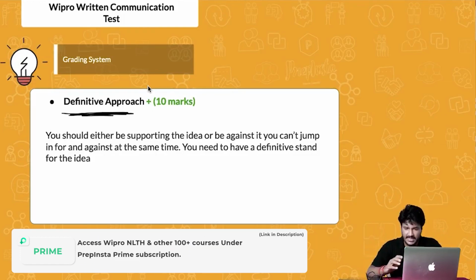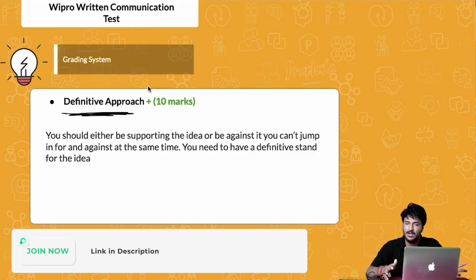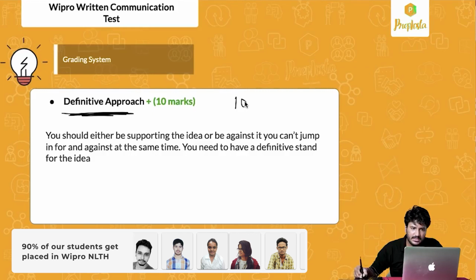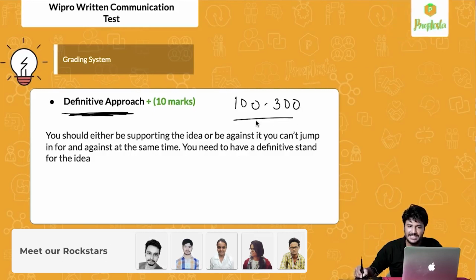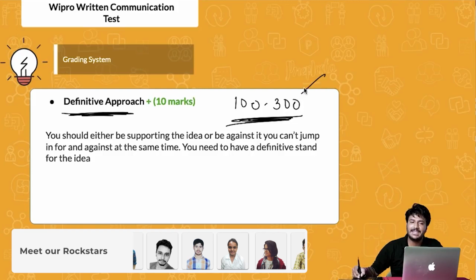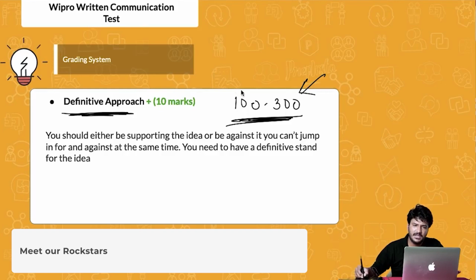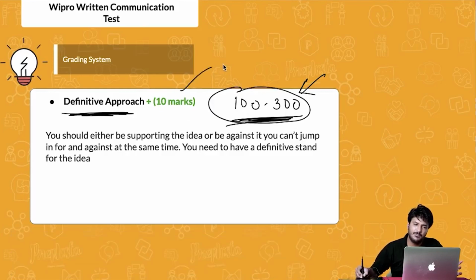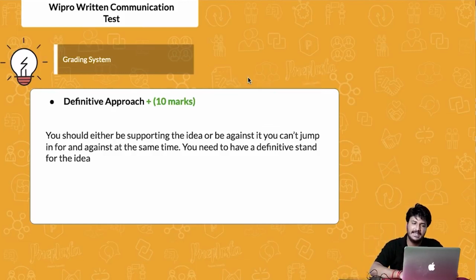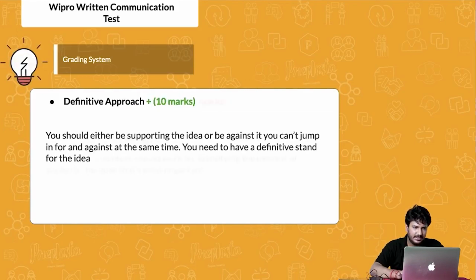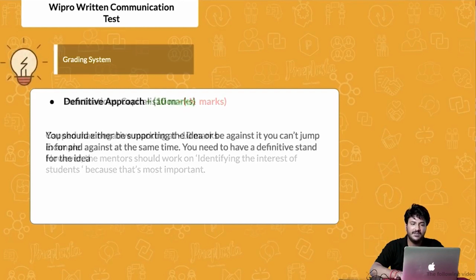If you're talking about social media, say yes, social media is good because it connects people, and speak about all of those points. The length of the essay has to be around 100 to 300 words. That is what Wipro says, but we are also going to tell you the exact and correct word count that will give you the maximum number of marks. In this number of words, you have to write a definitive approach based on points. We are going to cover the length in the future slides, what is the most ideal length for you.